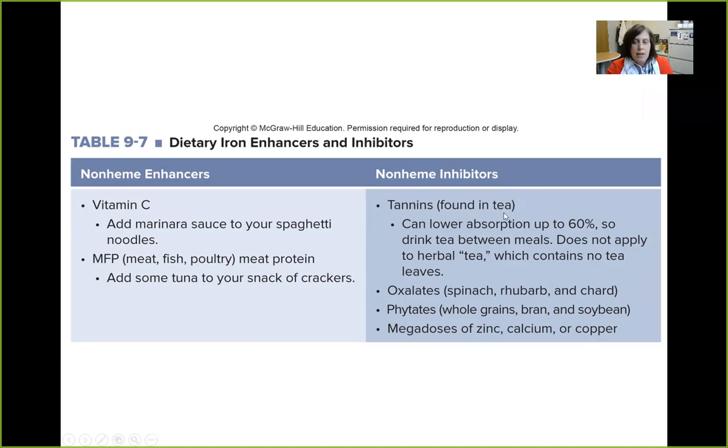Tannins that are found in tea can lower absorption of non-heme iron. There's also oxalates, which are found in the foods listed here, and phytates. All of these can lead to decreased absorption of non-heme iron. And I mentioned this in the calcium part, that if you have high doses of some of these minerals like calcium, zinc, iron, or copper, they can compete for absorption in the small intestine.